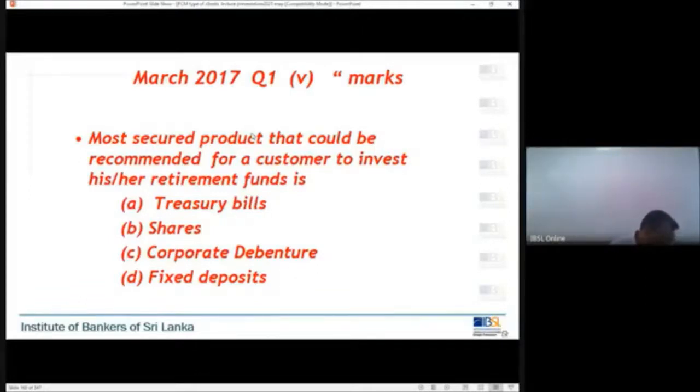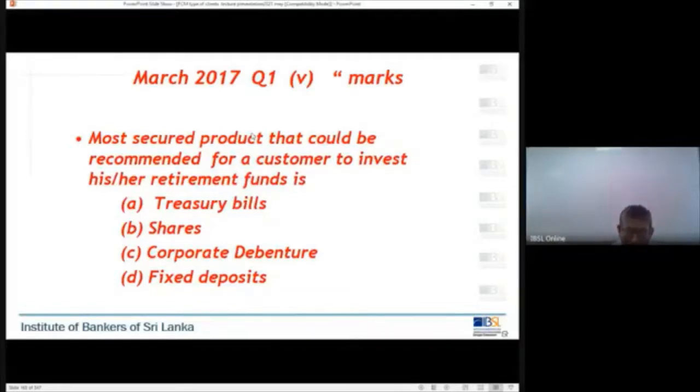You won't get the capital even then. You get the capital only once the organization winds up. There is a procedure to be followed, the liquidation procedure. So you are the last person to get your money. Right? Therefore, you don't want to go for shares.